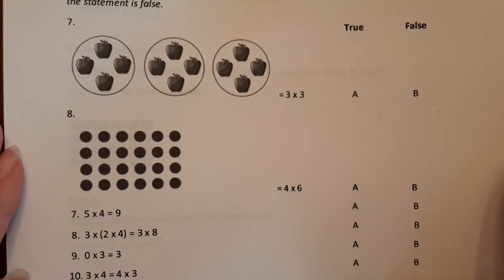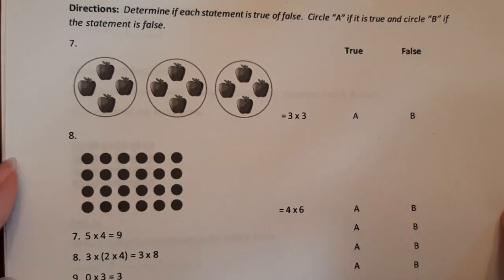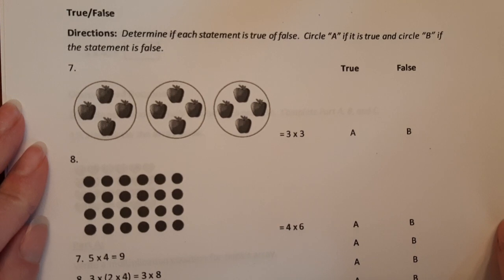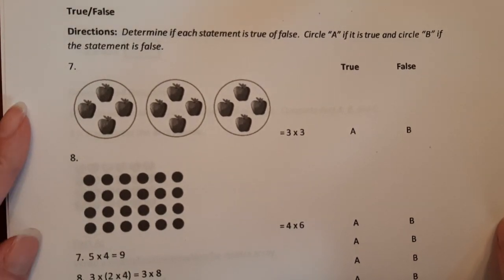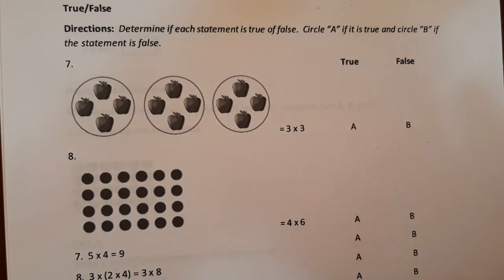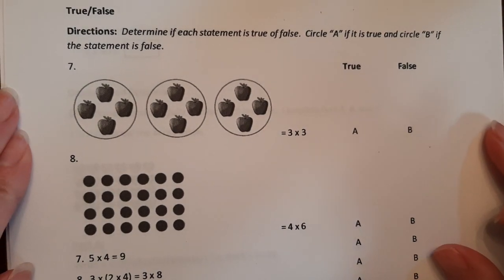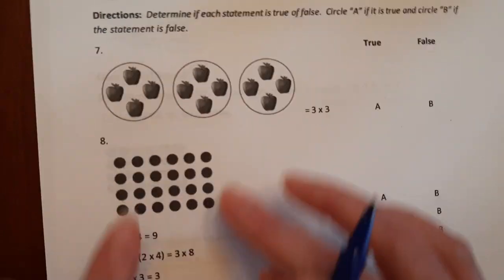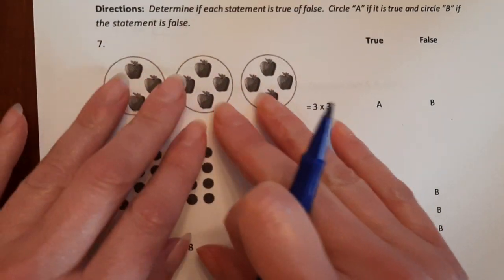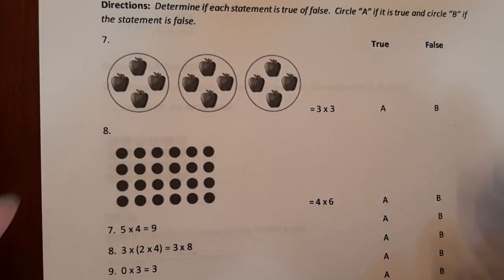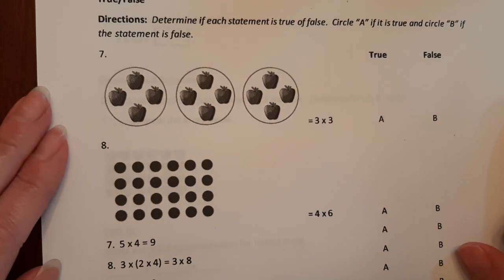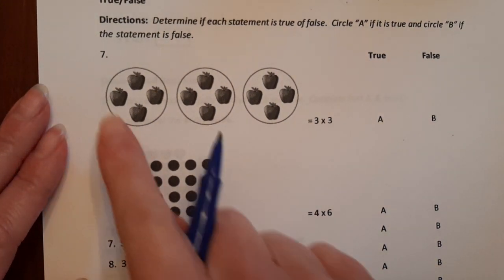Oh, true and false. I like true and false because you're just determining whether or not the information being given to you is true. So we're going to just determine if each statement is true or false. If it's true, we're going to circle A, B if it's false. So if we look at this immediately, the problems are already provided with some type of equation or picture, model. So we just need to determine what strategy we can use to help us determine if it's correct or not. So if I look at this, I have equal groups.